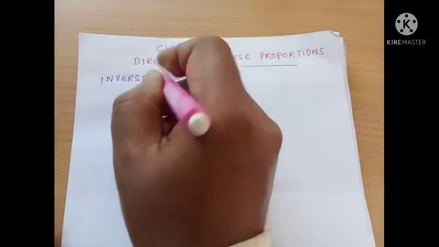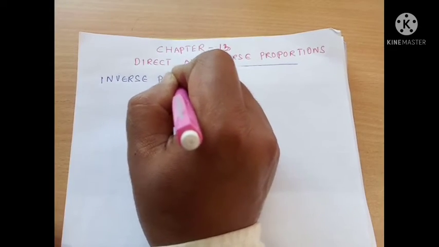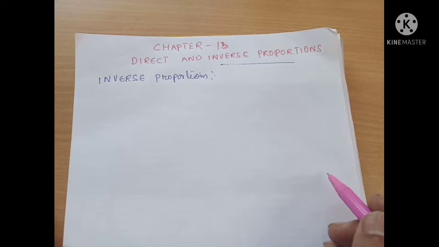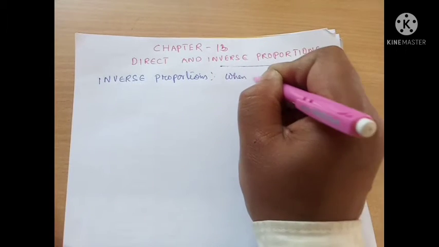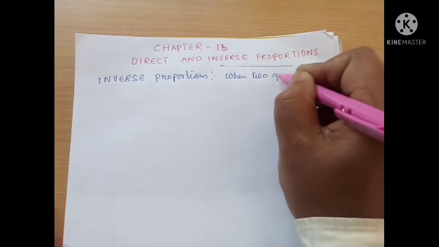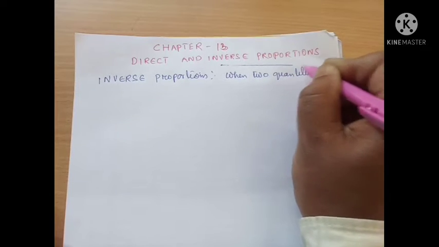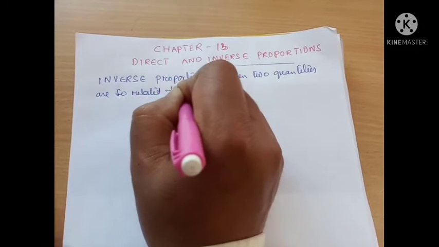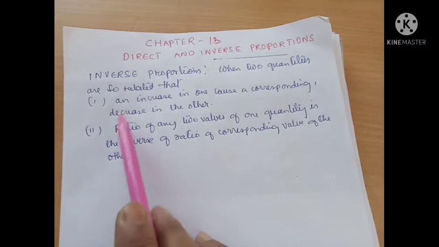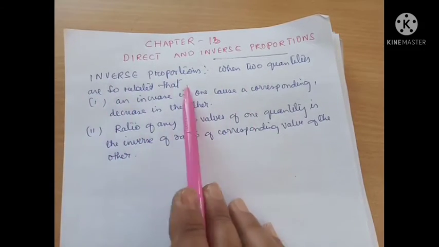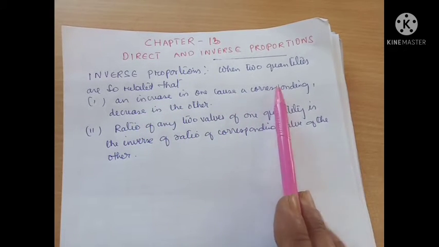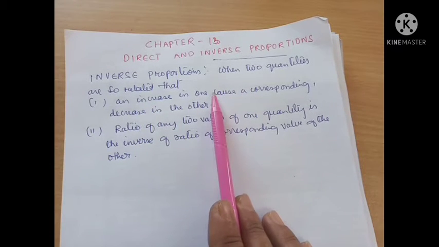Inverse proportion, or inverse variation. We can call it inverse proportion. Inverse proportion is indicated when two quantities are so related that an increase in one causes a corresponding decrease in the other. If there is an increase in one, then there should be a decrease in the other.